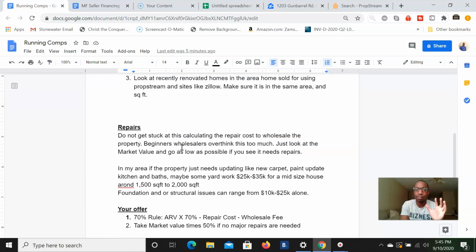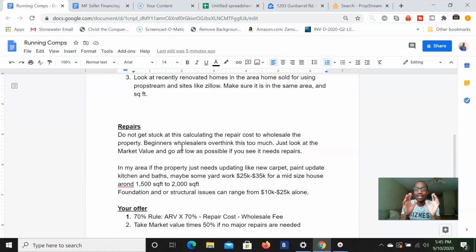So now let's look at repairs. So do not get stuck at calculating repairs, you all. Please just wholesale the property. So I know beginner wholesalers, they overthink this too much, and you don't know how much things will cost or different things like that. But the thing is just to get the property as low as possible. All right, we can kind of know an idea on how to get the market value, and just go as low as you can with that. And we'll talk about that a little bit more later in this video.